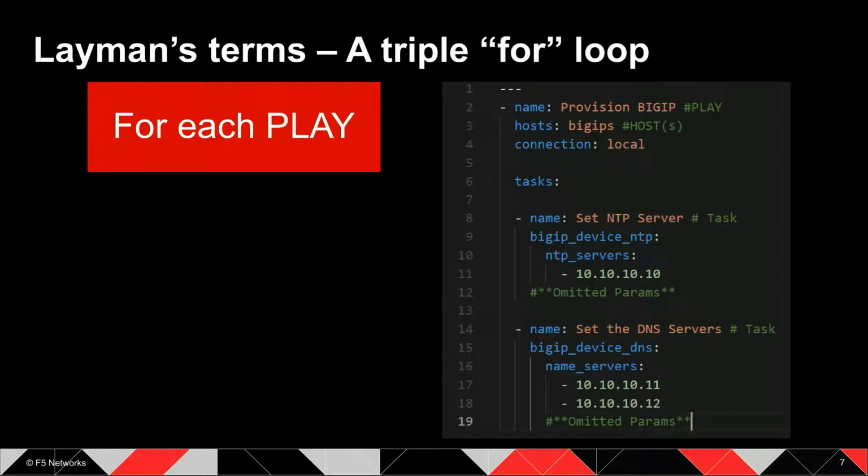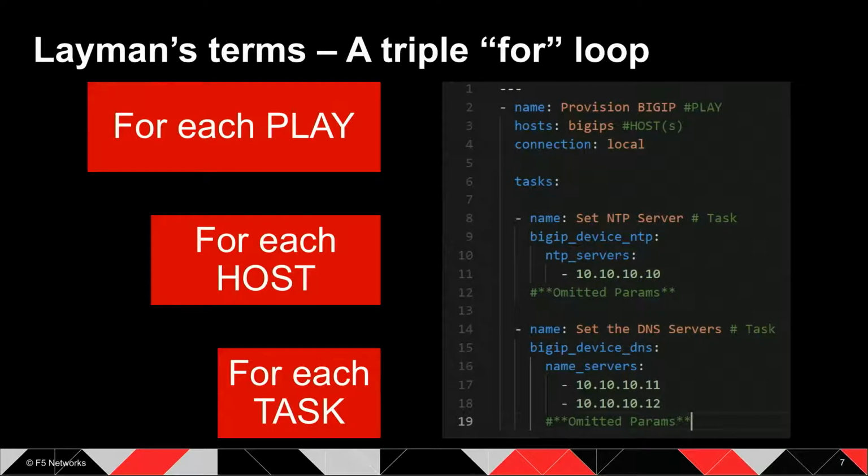So Ansible has a triple for loop, and actually I'll just bring all three up. And next to it, and Tim will present more of this later, so you don't have to memorize what's going on here, but what's happening is you have a playbook which says what I want to do, and for each play, for each host, for each task, an action's being done.